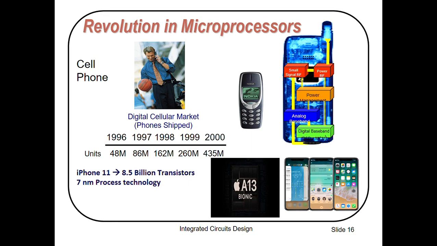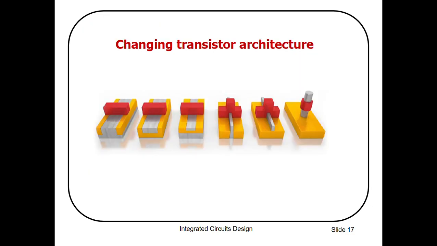Revolution in microprocessors. Today we have modern microprocessors which have billions of transistors, and due to this we have developed devices with imaginary performance, like our iPhone 11. This happened because of the revolution in transistor technology. The transistor structures are continually changing because we need more and more modern transistors to meet the challenges of future integrated circuit technology.